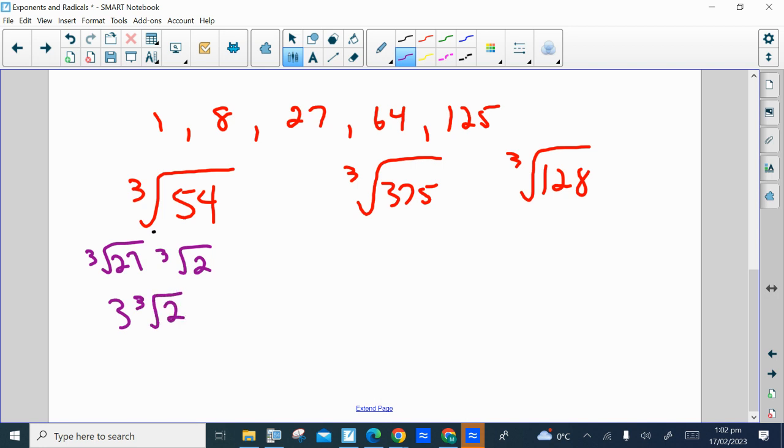So we already did this one back a couple pages ago. But this next one we didn't. So again, we just have a partial list of the perfect cubes there. So you should look at that and realize that 375 is divisible by 125. 125 times 3 is 375. So this would be the cube root of 125 times the cube root of 3. And the cube root of 125 is 5.